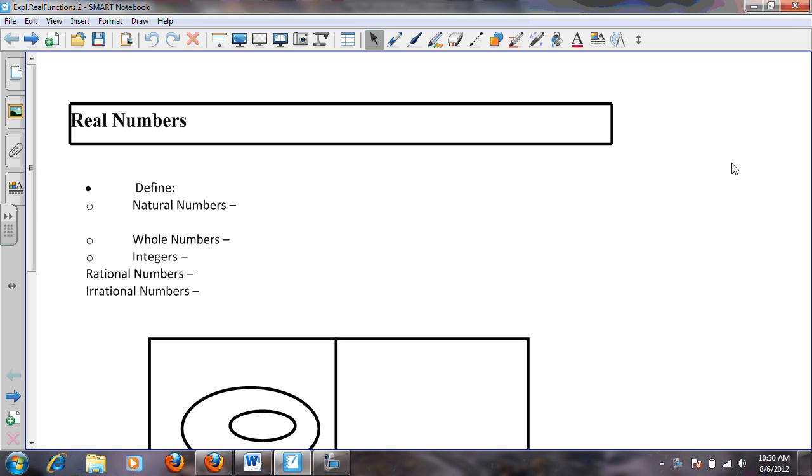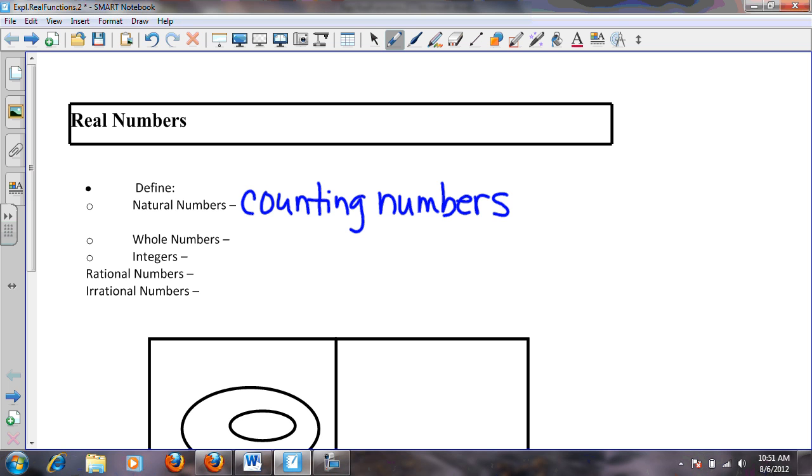First thing we need to do is we've got some vocabulary words that we're going to need to define. We'll see natural numbers, whole numbers, and integers on your definition sheet. Natural numbers are really just counting numbers. Whole numbers, I'm going to tell you, are counting numbers. So you might say, what is the real difference between whole numbers and counting numbers?